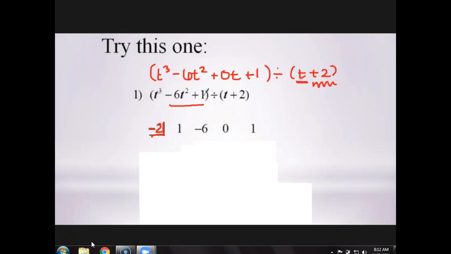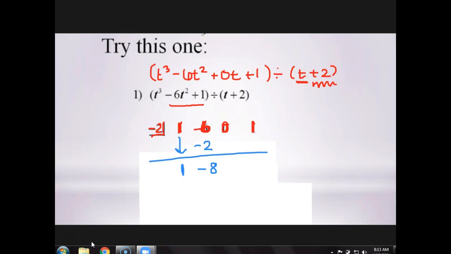Our next step is to write down the coefficients of the dividend. The coefficients are 1, negative 6, that placeholder 0, and positive 1. Then we're going to follow the rule. You bring down the first term exactly as it is, so that 1 comes straight down. You multiply negative 2 times 1, which is negative 2. Then you add negative 6 and negative 2 together to get negative 8.